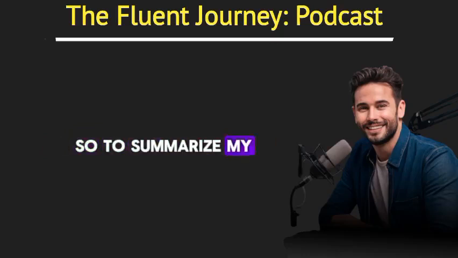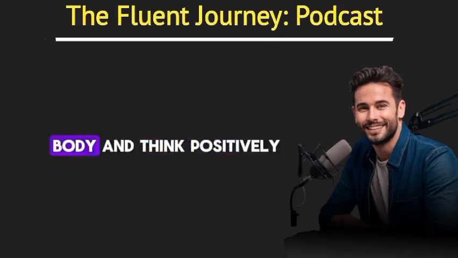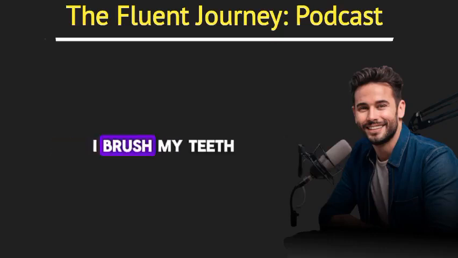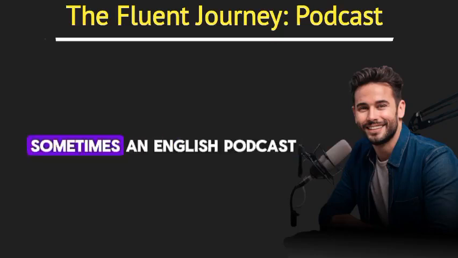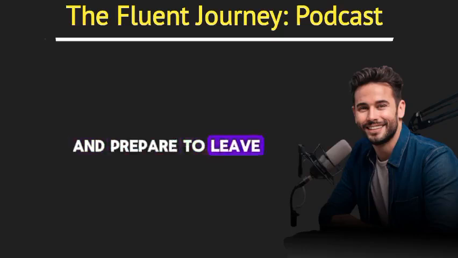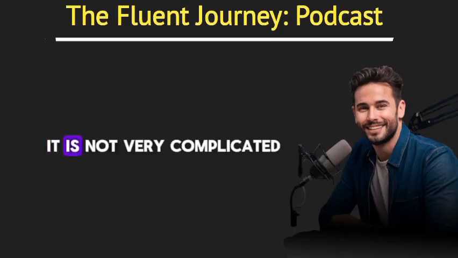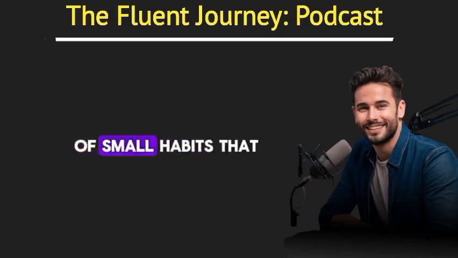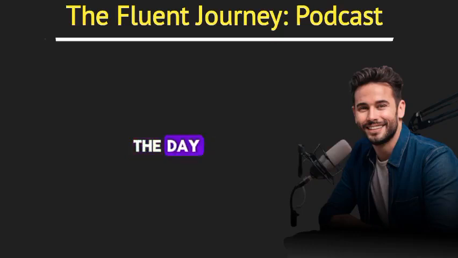So, to summarize my morning routine, I wake up at 7 o'clock. I stretch my body and think positively. I brush my teeth and wash my face. I get dressed for the day. I eat a healthy breakfast with tea or coffee. I listen to something while eating, sometimes an English podcast. I make a short plan for the day. I check my bag and prepare to leave the house. This is how my morning usually looks. It is not very complicated, but it is full of small habits that make me ready for the day.